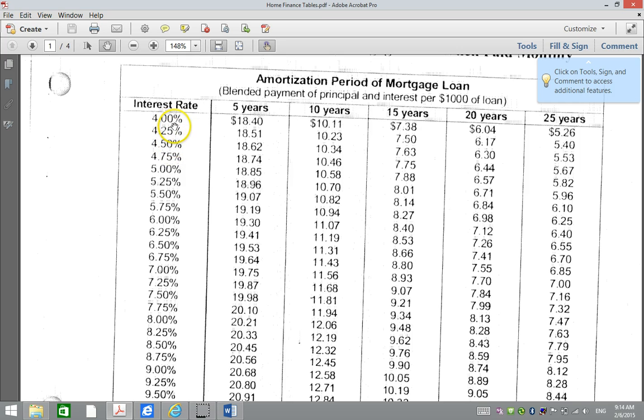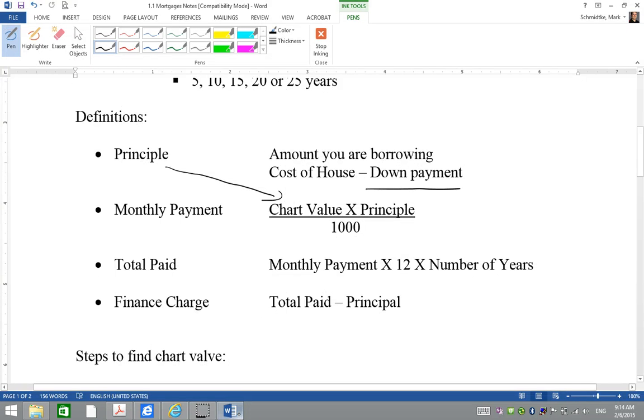So you find your interest rate going across the left, your number of years across the top, and where they meet is your chart value. So for example, if we had a 5% loan, taking it out for 15 years, we'd come across and see our chart value is 7.88. So now we can get our chart value. Let's go back to our notes here. So we take that chart value, which we just found out how to find, and we times it by the principal, which was previously calculated, and we divide by 1,000.